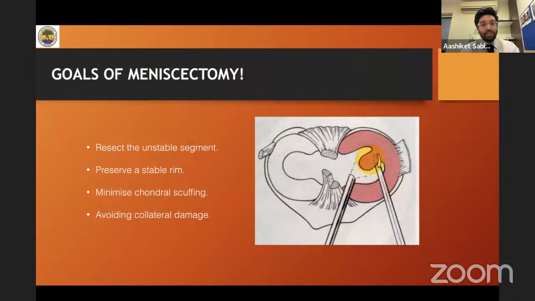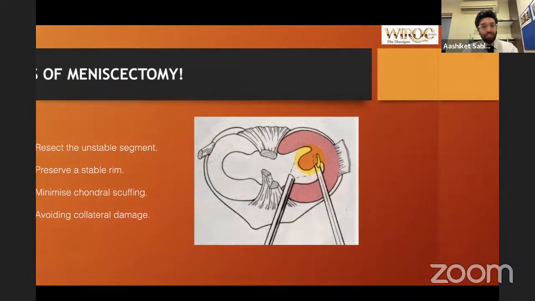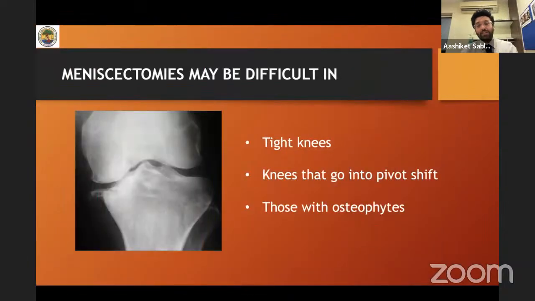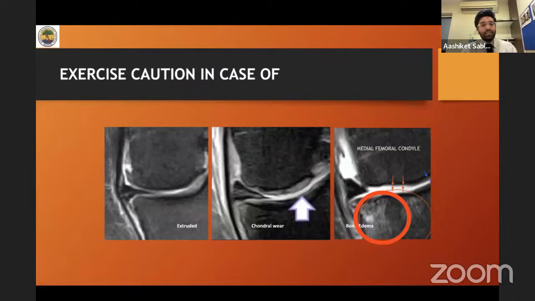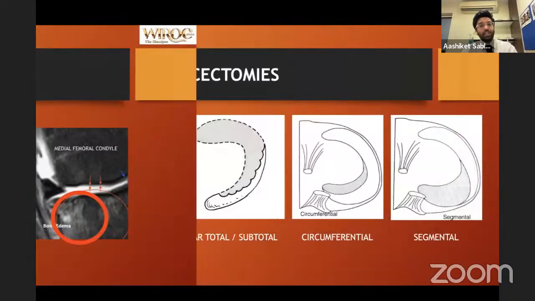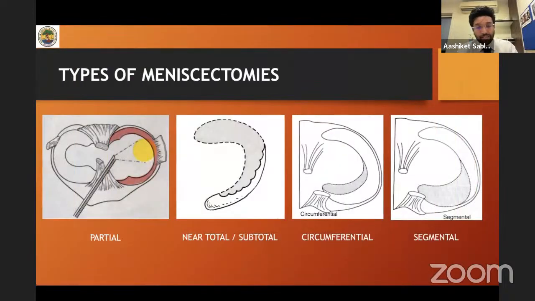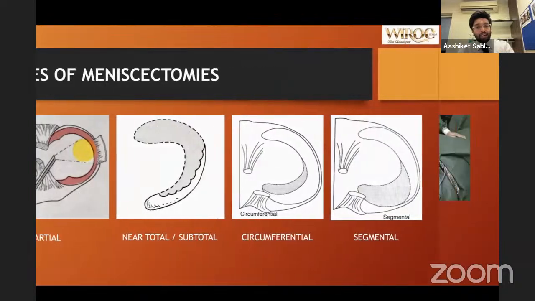The ultimate goals of a meniscectomy are to resect the unstable segment, preserve a stable rim, minimize chondral scuffing, and avoid chondral damage. Meniscectomies may be difficult in tight knees, knees that go into a pivot, or those with osteophytes. Caution should be exercised in case of extruded menisci, in cases of chondral wear, and where there is bone edema. These are the types of meniscectomies which are performed.